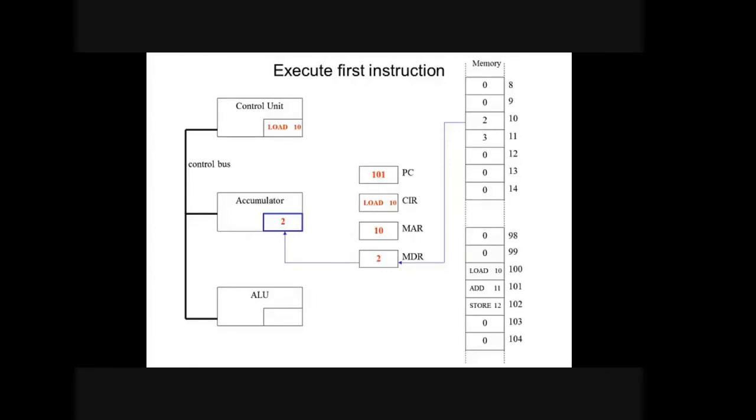Now we're going to fetch the next instruction. The program counter is already pointing to the memory address of the next instruction, so that memory address can be copied from the program counter into the memory address register. We can then take the contents of that memory location and put it into the memory data register. Now it will move into the current instruction register, ready to be decoded. But before we do that, we increment the program counter, so it's pointing to the next instruction. Okay, so it's time to decode this instruction.